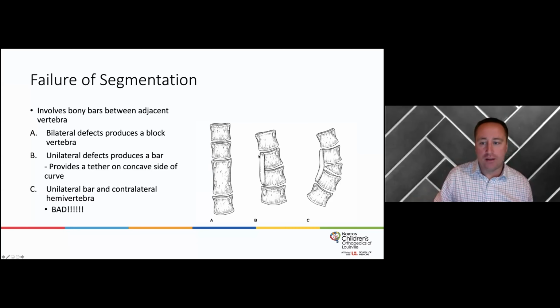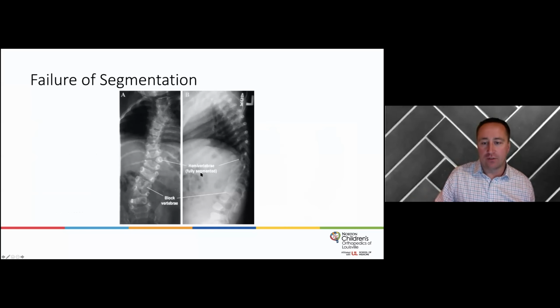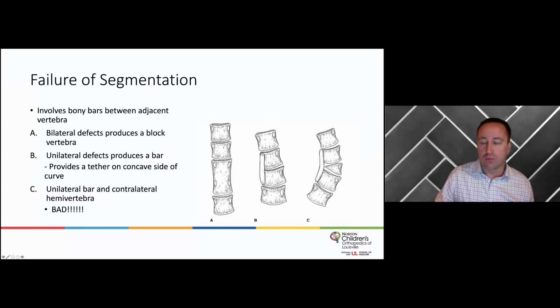And then B is a unilateral defect. You can see that it's fused on one side and not fused on the other. So this essentially creates a tether. The right side of this vertebra can grow, but the left side cannot. So that will create a scoliosis.